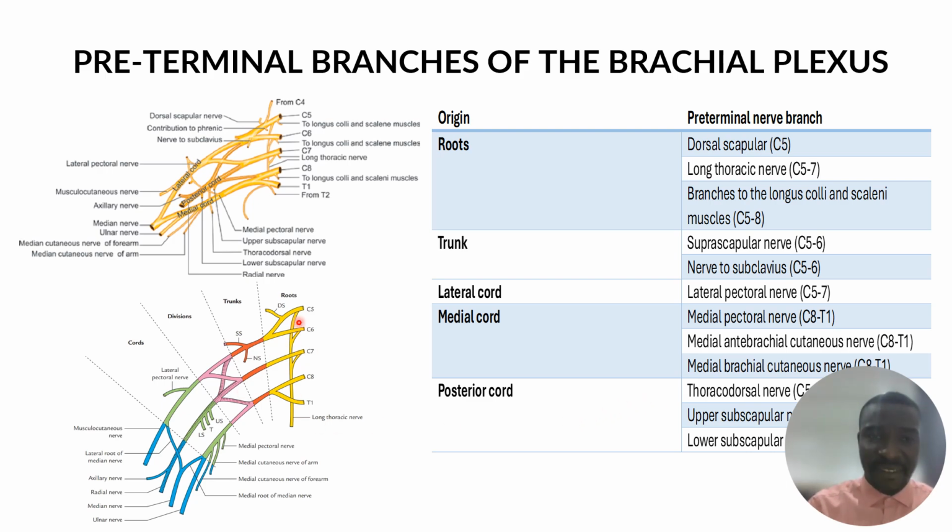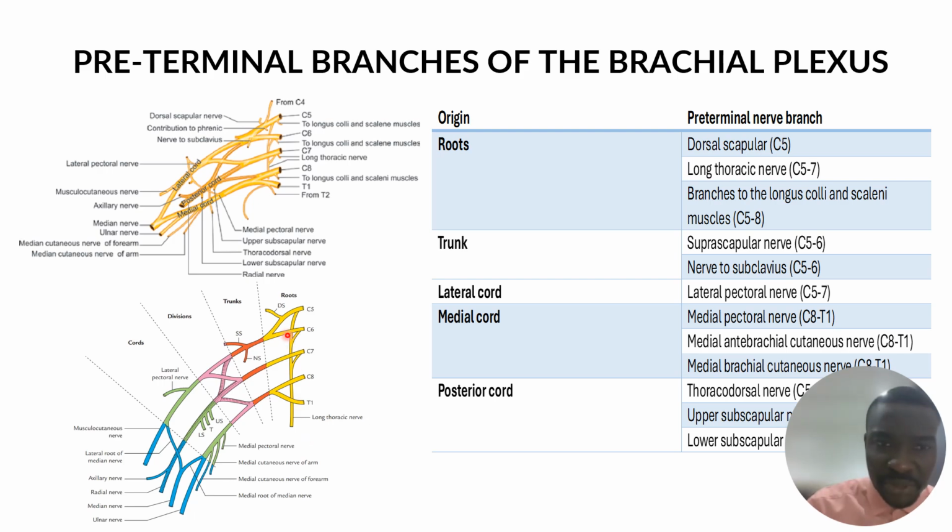So I've given this diagram for you to be able to appreciate. As you can see on the screen, you can see the dorsal scapular nerve coming right here off from the root. You can see it from the C5 root coming off, and then you can see the long thoracic nerve coming off from C5 down to C7, down to where it's going to supply eventually the serratus anterior muscle.